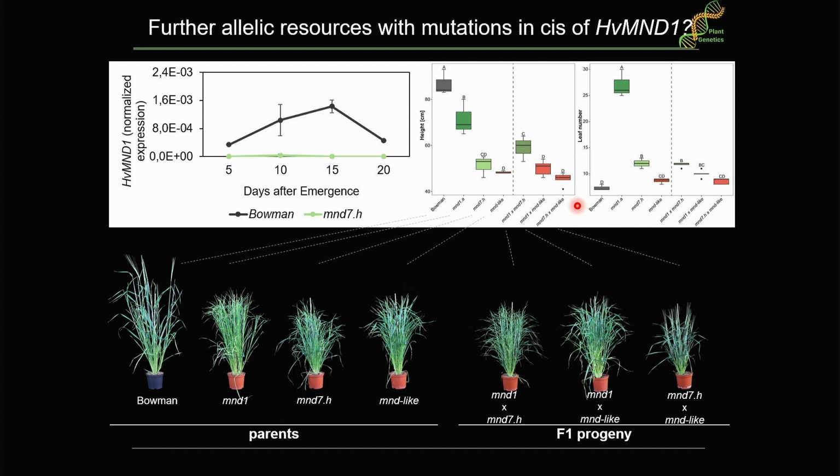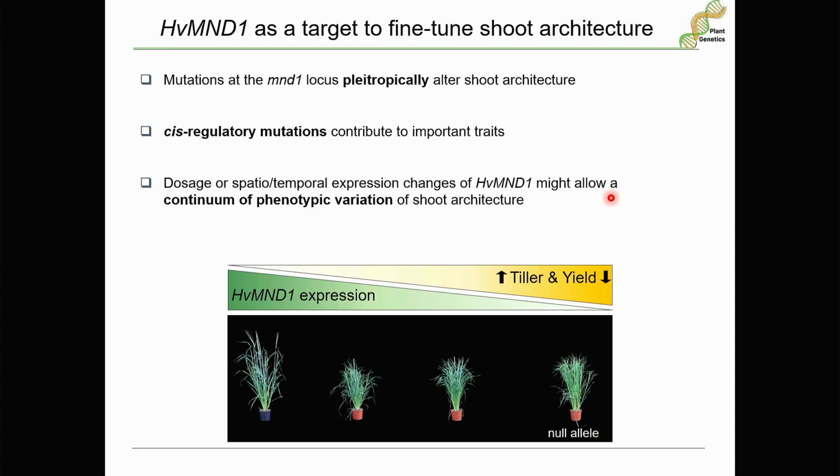And we saw this gradual, or quantitative, difference depending on the alleles for many more traits, not only for height, but also for leaf number and so forth. So this makes us conclude that, first of all, MND1 is a very important gene because it represses vegetative growth and ensures that the plant is developing normally. So it's really a key regulator of many different traits.